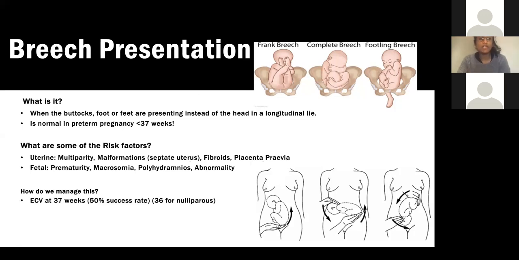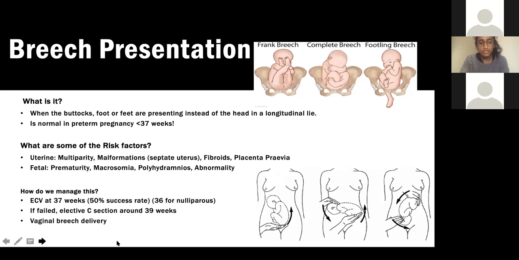So we've mentioned women have the right to say no to an ECV because actually it's got a 50% success rate. So some women just decline an ECV, which is absolutely fine. So you can have an ECV. Yes, you're right, it's 36 weeks for nulliparous, 37 for multiparous. That's usually when we offer it. And it's got a 50% success rate. And if it's failed, then they can have an elective cesarean section at around 39 weeks.